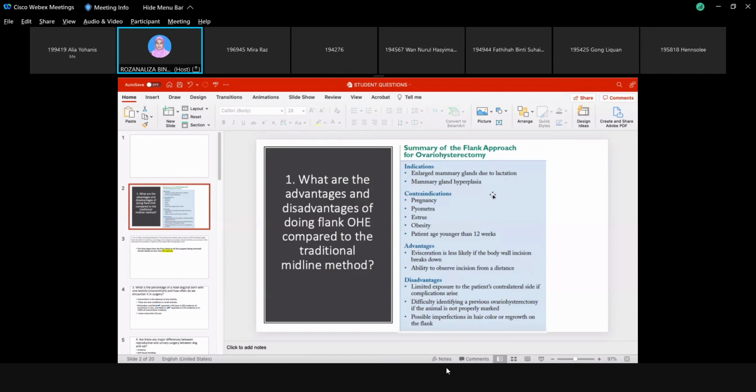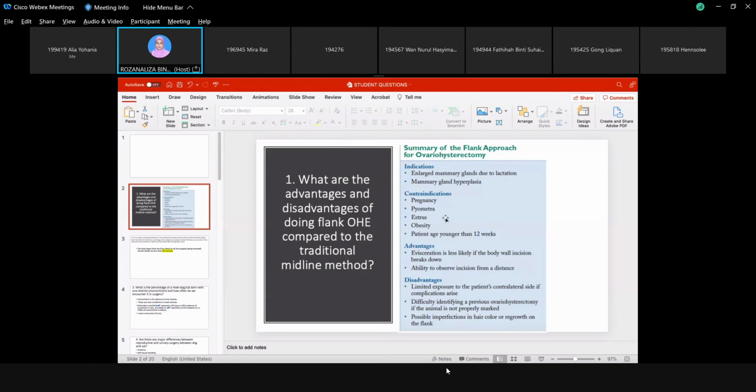So let's start with the indication. When we want to perform a flank approach is when, like I said before, the mammary is enlarged, or it has mammary gland hyperplasia. In this case, the vessels are very engorged and huge, so we don't want to cut into them. So anything that deals with lactation or mammary, you want to do a flank approach.